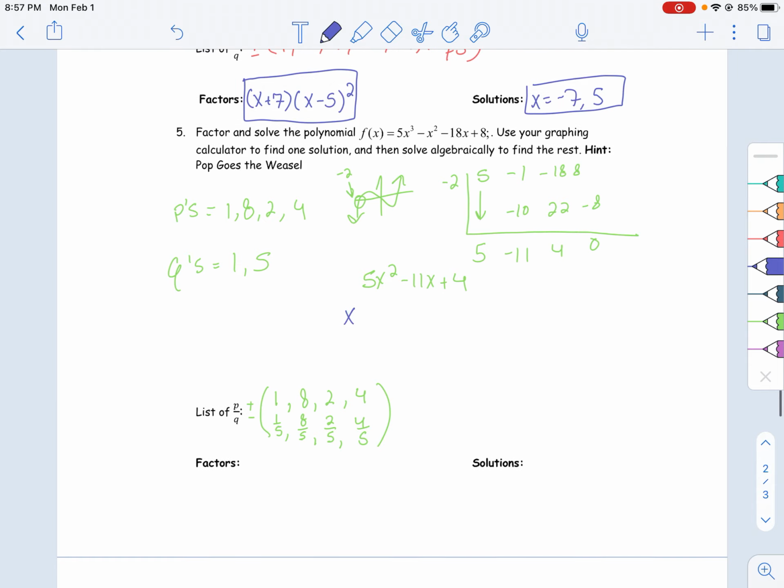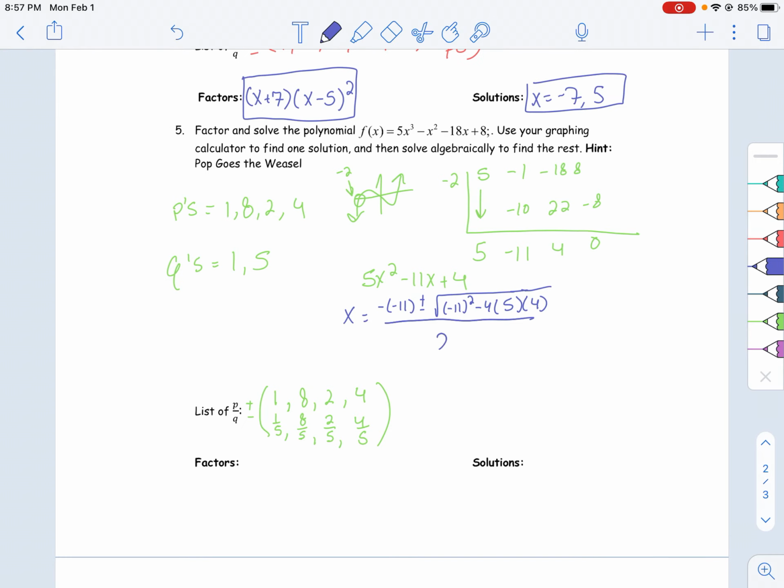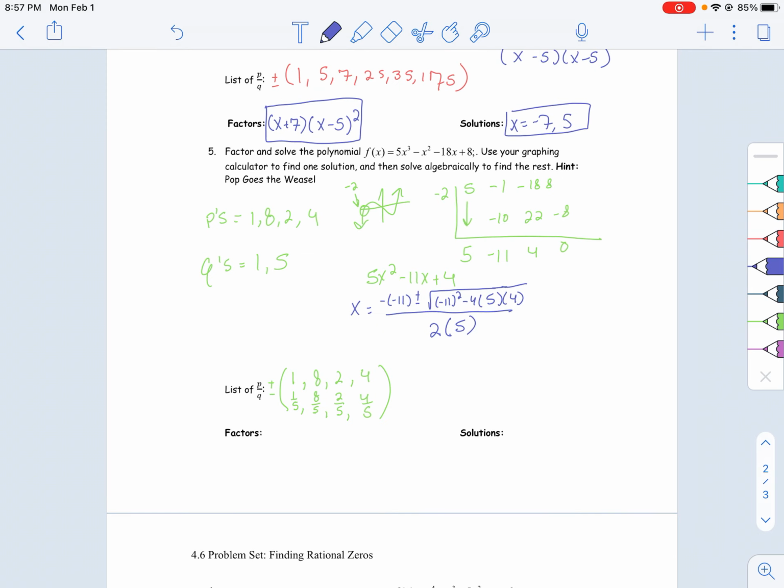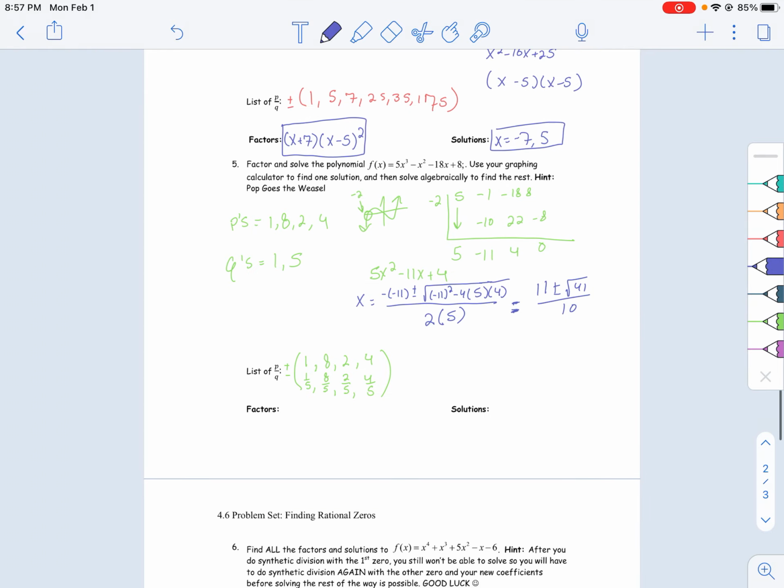So instead, what we have to do is we have to say, okay, x is equal to the opposite of b, so -11, plus or minus the square root of b squared, which is -11 squared, minus 4 times a, which is 5, times c, which is 4. All of that divided by 2a, which is 2 times 5. Okay? I will let you guys practice simplifying this on your own, because we definitely still need more practice with that, but it should simplify down to 11 plus or minus the square root of 41 over 10.